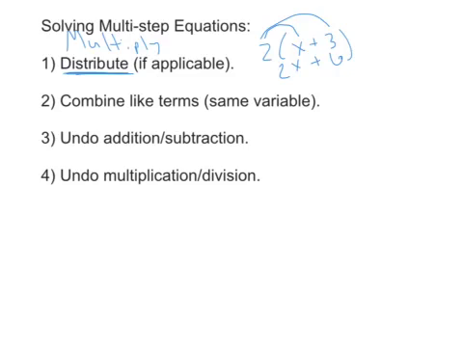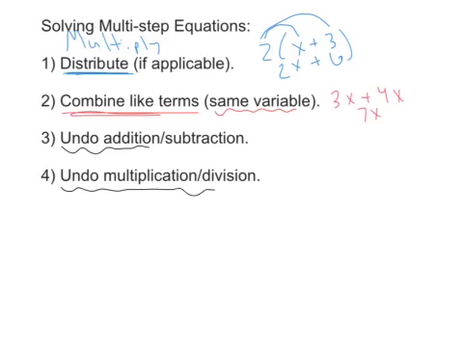Okay, step 2 says we're going to combine like terms. So this is when you have the same variable. So for example, a 3x and a 4x, if you're adding those together, that would give you 7x. And then the last 2 steps, undo addition and subtraction and undo multiplication and division. This is what we've been doing for the past few weeks with our equations.